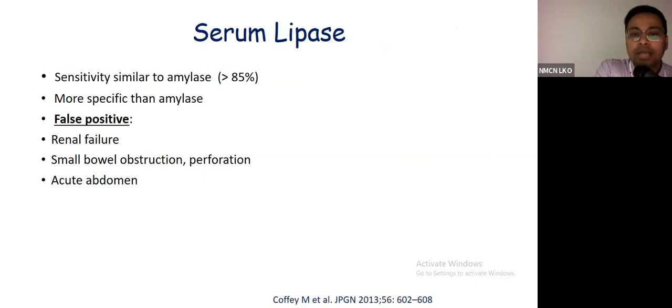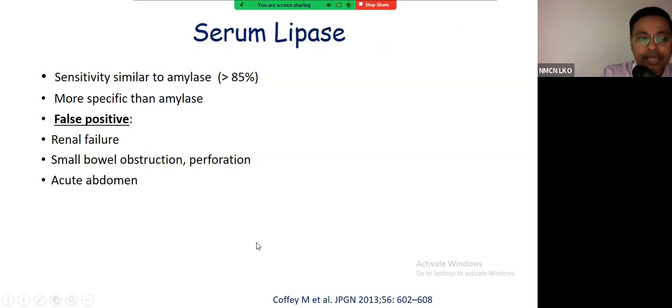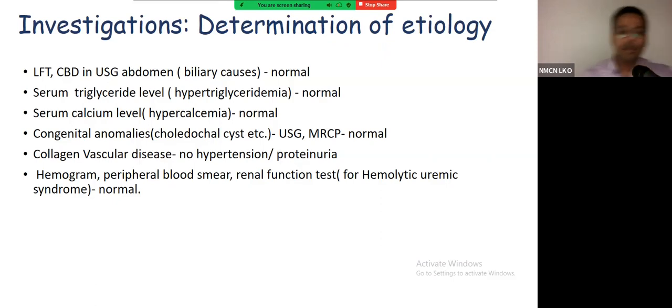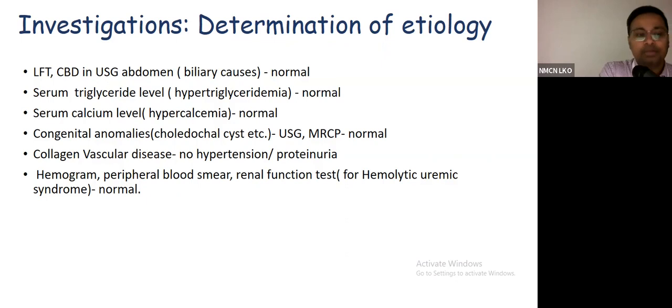Now, serum lipase, as we all know, its sensitivity is similar to amylase, but it is more specific than serum amylase. False positivity can be seen in renal failure, small bowel obstruction or perforation, and other causes of acute abdomen. While we investigate a child with acute pancreatitis, we must also simultaneously investigate to look for the underlying etiology, so that we can treat those conditions.